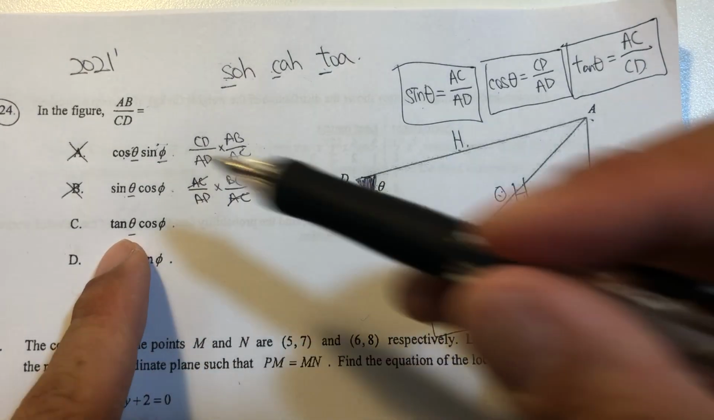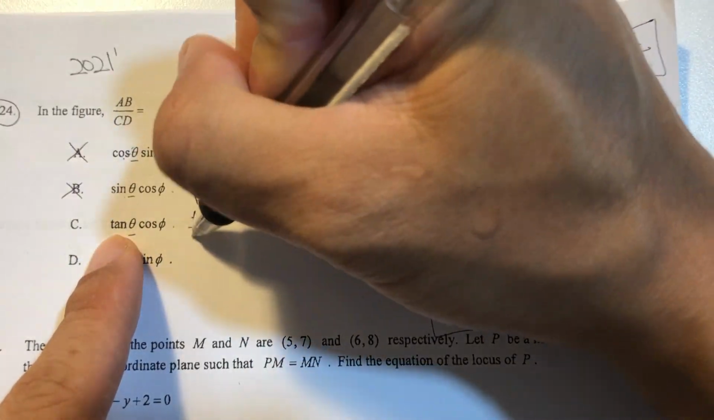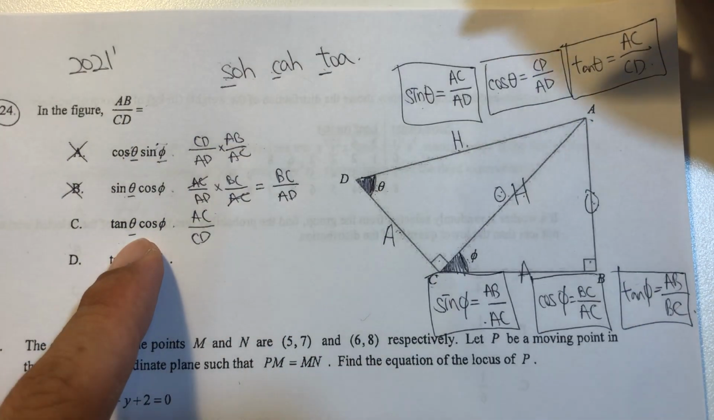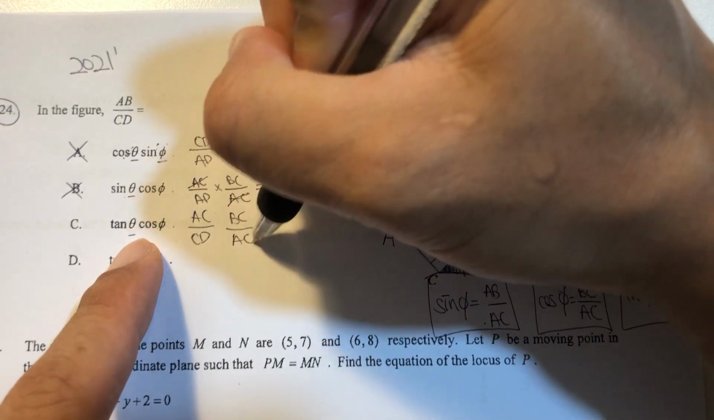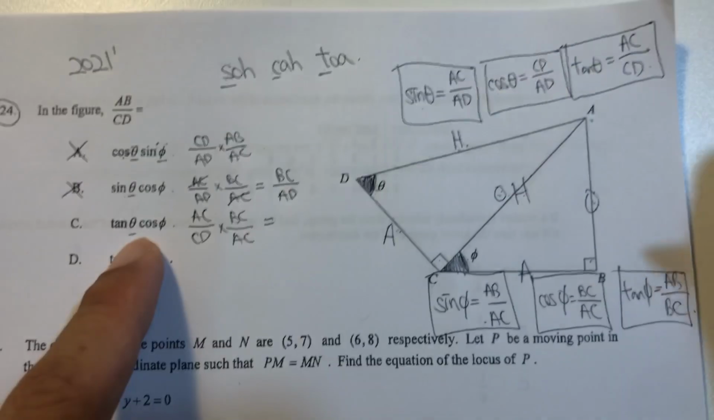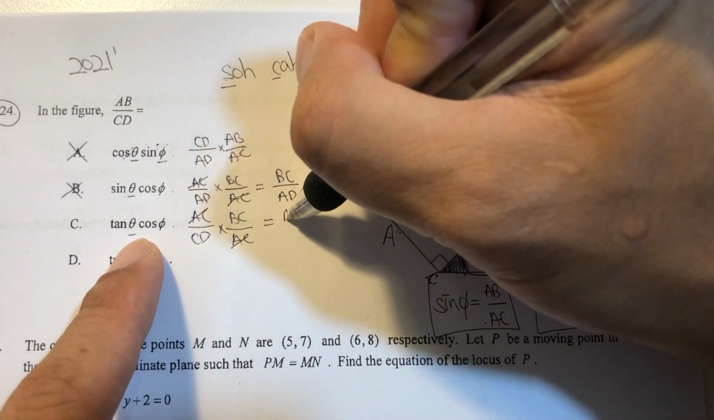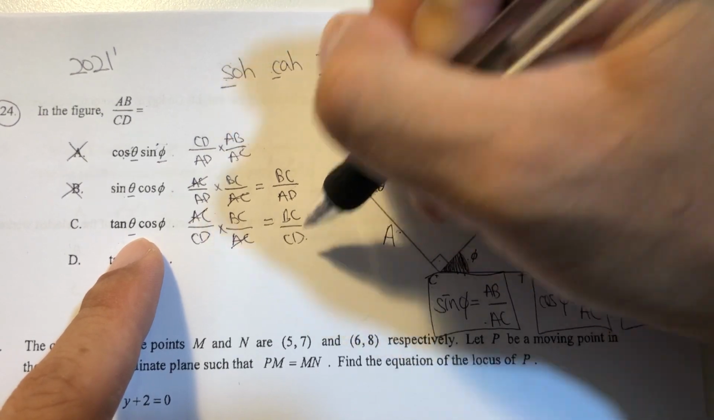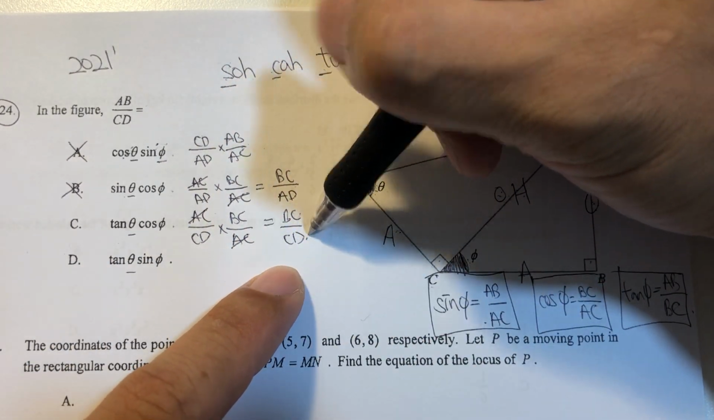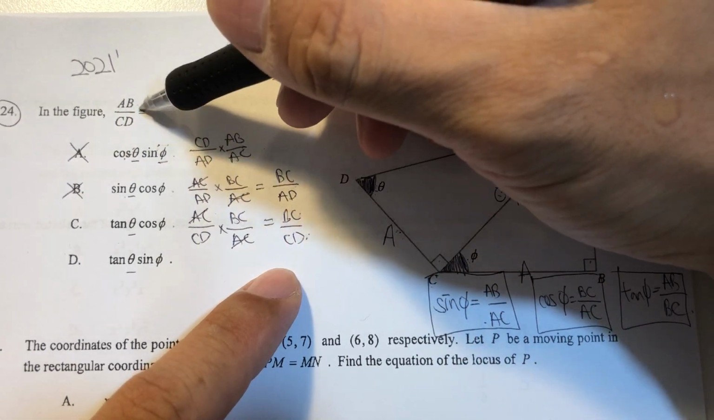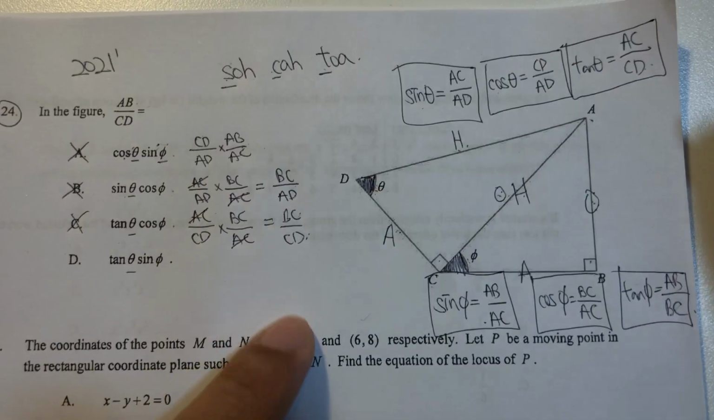Let's continue. C, tangent theta, AC over CD. Cosine phi is BC over AC. We're happy to see that we could cancel out AC, and therefore we have BC over CD left behind. BC over CD, but sadly not the one that we are expecting. So this is also not correct.